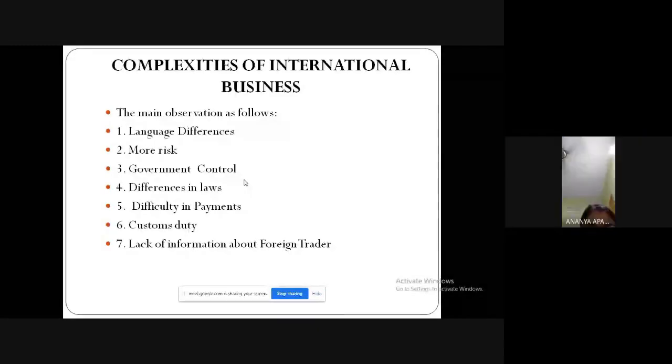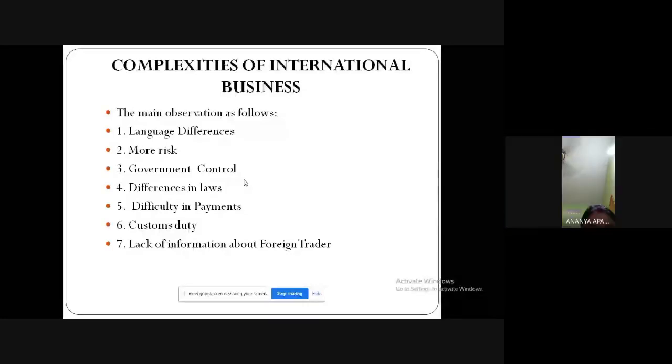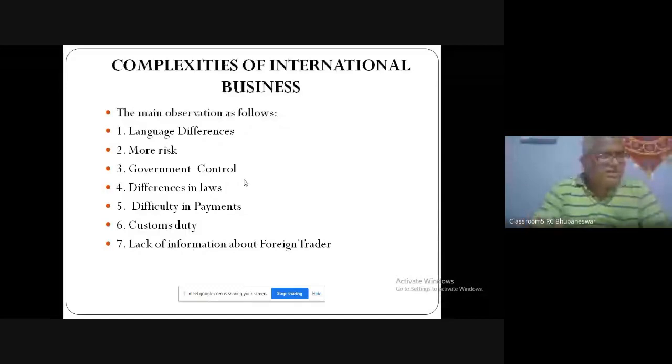Another one is risk. What is risk? Here risk means there is a quantum of risk, or risk is higher in foreign trade as compared to that in international business.